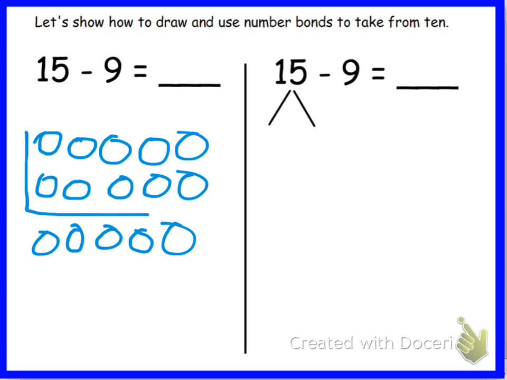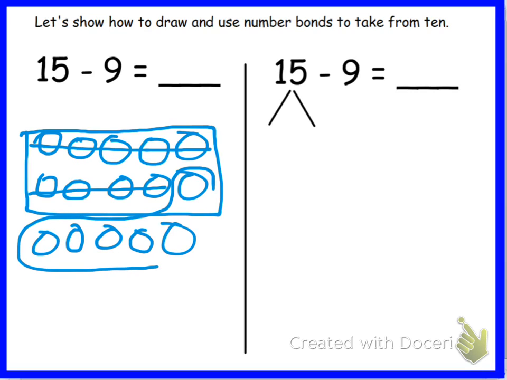Now remember, in first grade, 10's always going to be super important, so we're going to box in 10. So now once we box in our 10, we're going to take away our 9, because since it's 15 minus 9, we're going to take our 9 away. But we're going to take our 9 away from the 10 that's in the box. Once we do that, we're going to circle what is left.